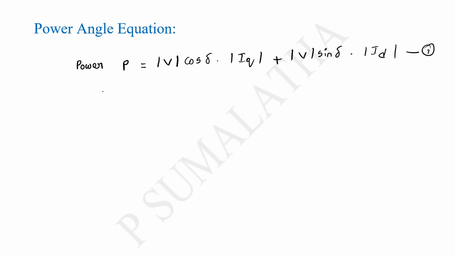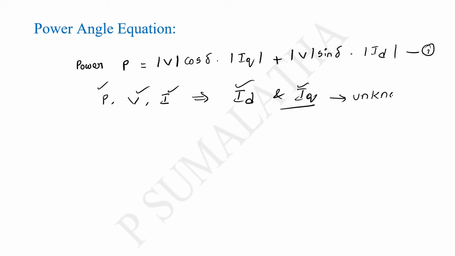When you perform any experiment, generally we will be measuring the power value, voltage and the current value. So we won't measure the current with respect to the direct axis and the quadrature axis. These two quantities will be unknown for us. Therefore, I don't want to represent my power angle equation with respect to the quadrature axis current and the direct axis current. So we need to replace these two currents by the known quantities.